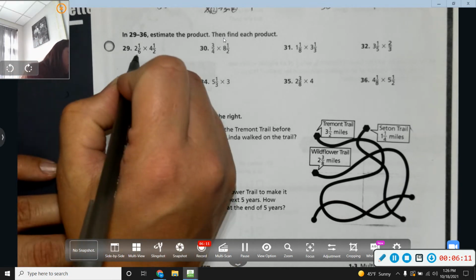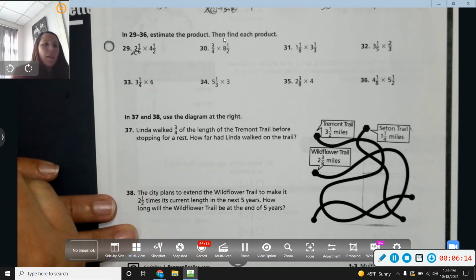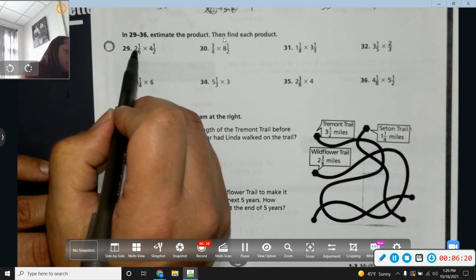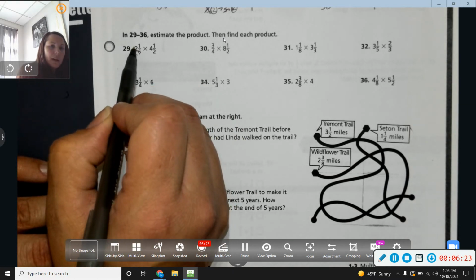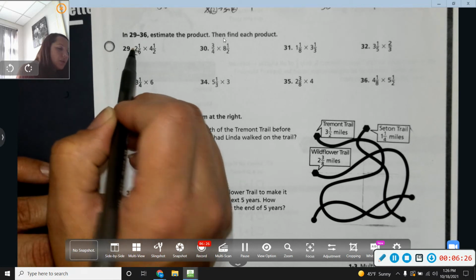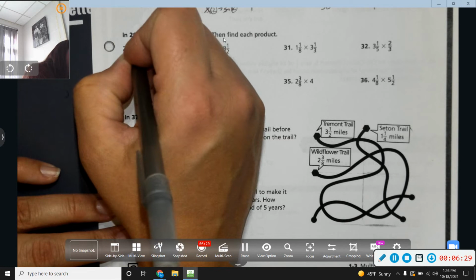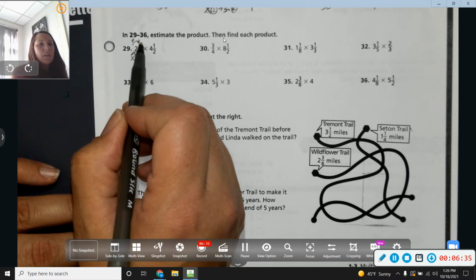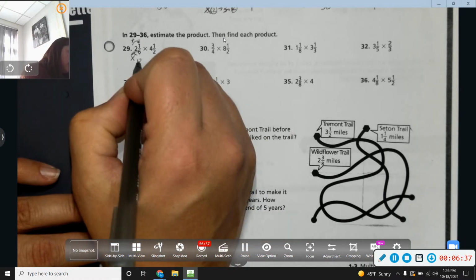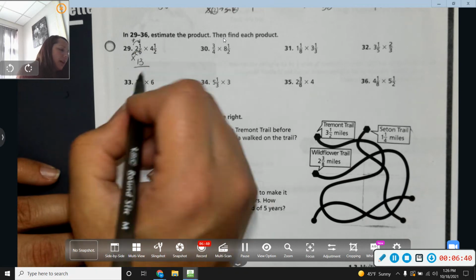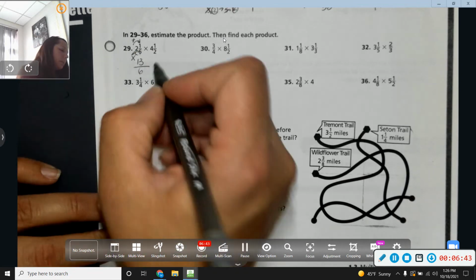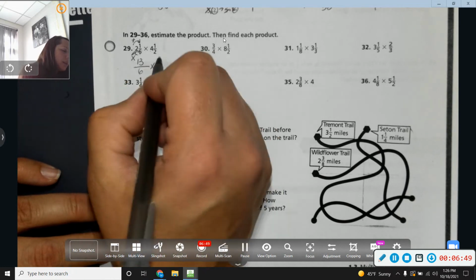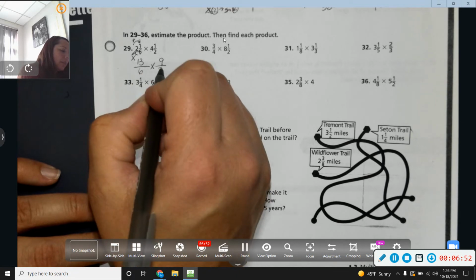When you change these from a mixed number to an improper fraction, you take your bottom number times your whole number, so your denominator times your whole number, which is 6 times 2 is 12, and then you take that and add it to your numerator. So 6 times 2 is 12, plus 1 is 13. And you have it over the same denominator, over 6. Okay? And then I do the same thing. 2 times 4 is 8, plus 1 is 9, over my denominator, which is 2.